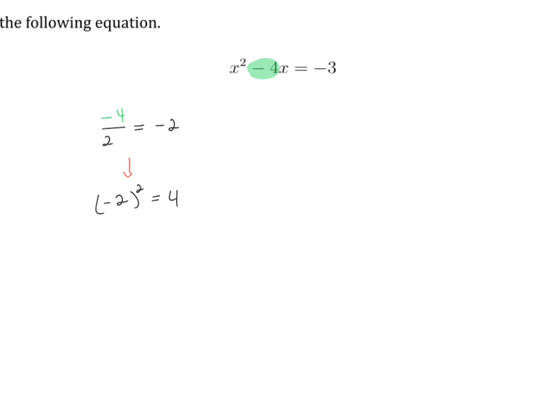So if I rewrite the equation, I get x squared minus 4x, but now I'm going to add 4 at the very end of this expression. And this is going to be equal to negative 3, which is already there. But I also need to add the 4 to the other side of the equation as well. This, of course, has to do with the fact that we need to keep the equality of the equation by doing it to both sides.